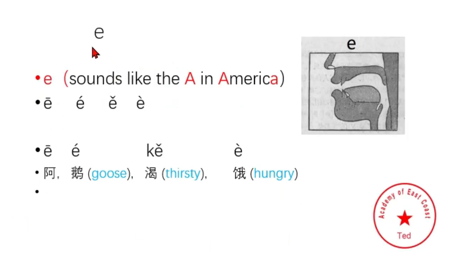Now this one, it's very much like the letter A in America, so it's easy. Now let's read it with tones. The first tone, the second tone, the third tone, the first tone. Now let's read it with tones in the syllables and the characters. The first one, next one, next one, next one.